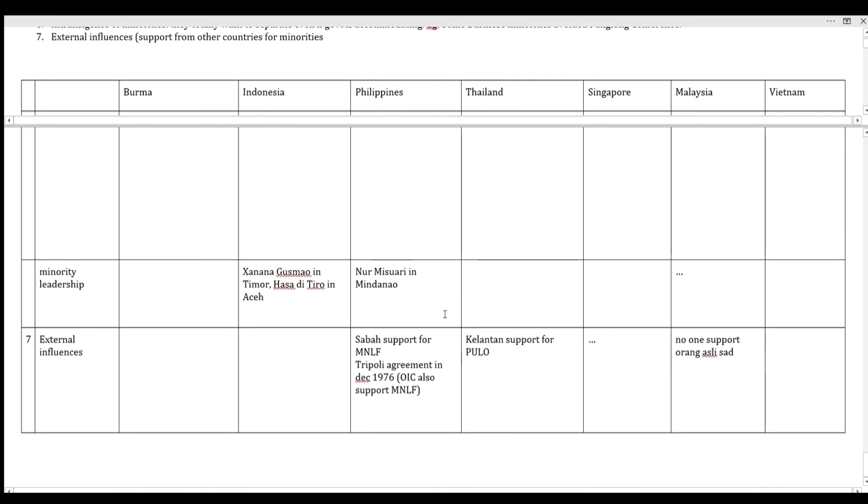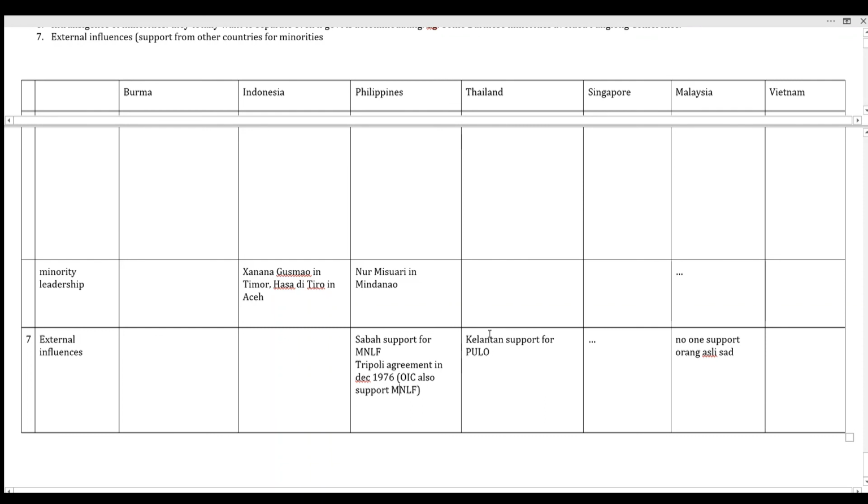Okay. And then we also have external influence, which will help to determine whether they are successful in their fight. For the Philippines, they definitely had support from Sabah, and it was quite an interesting scenario where Malaysian states were supporting the minority movements, and the Philippines were asking Malaysia, wait, are you supporting the minority movement? And then they have to be sneaky about it. Okay, so there's the Tripoli Agreement, which is about the OIC.